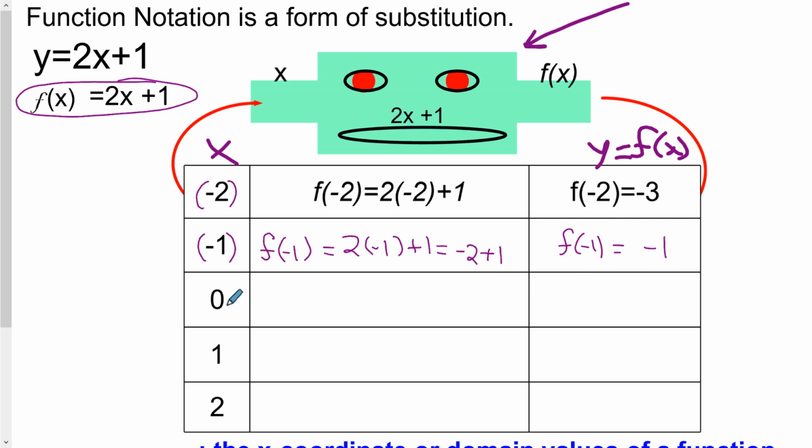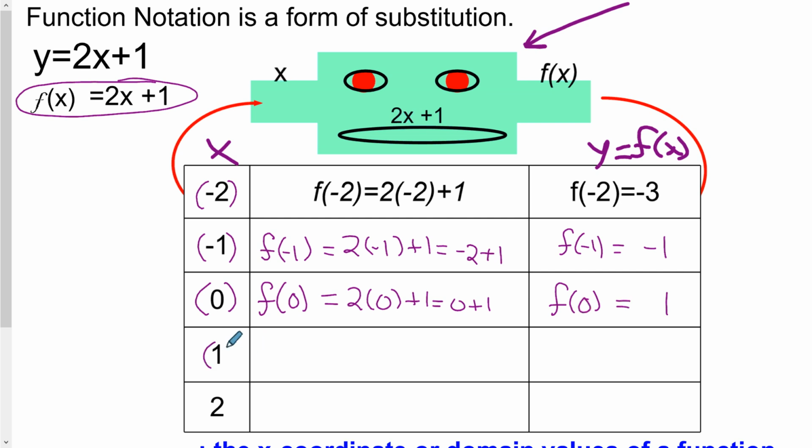And we'll keep going here. This next one says, what happens if x is 0? What if the input is 0? The domain value is 0. What's the range value going to be? It's going to be f of 0 equals 2 times x plus 1, where x is 0. 2 times 0 is 0, and plus 1 gives us 1. So f of 0 equals 1.